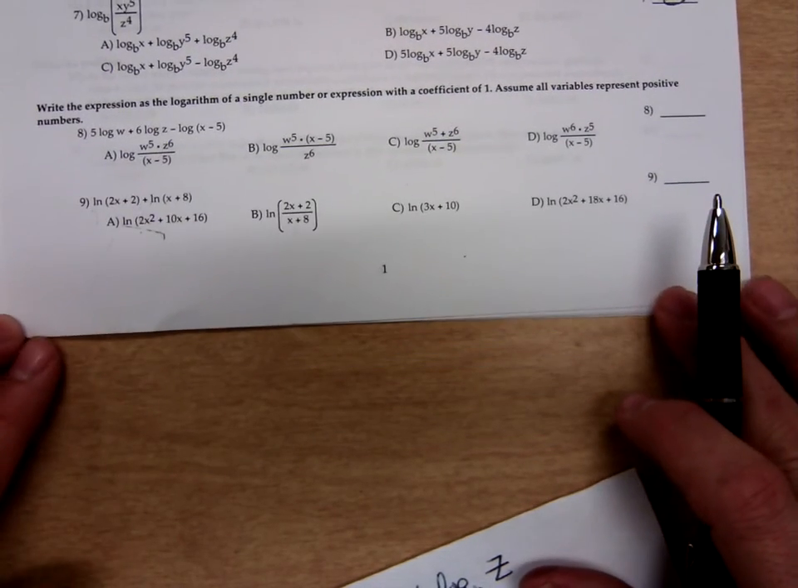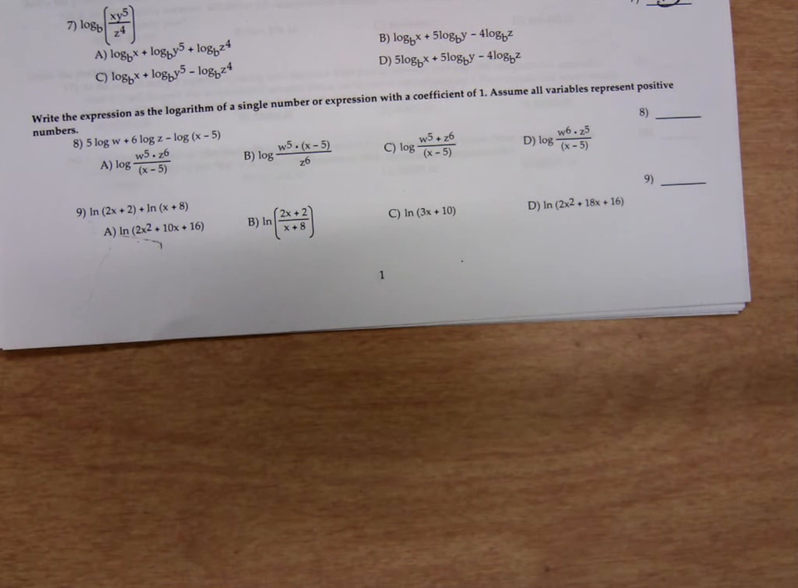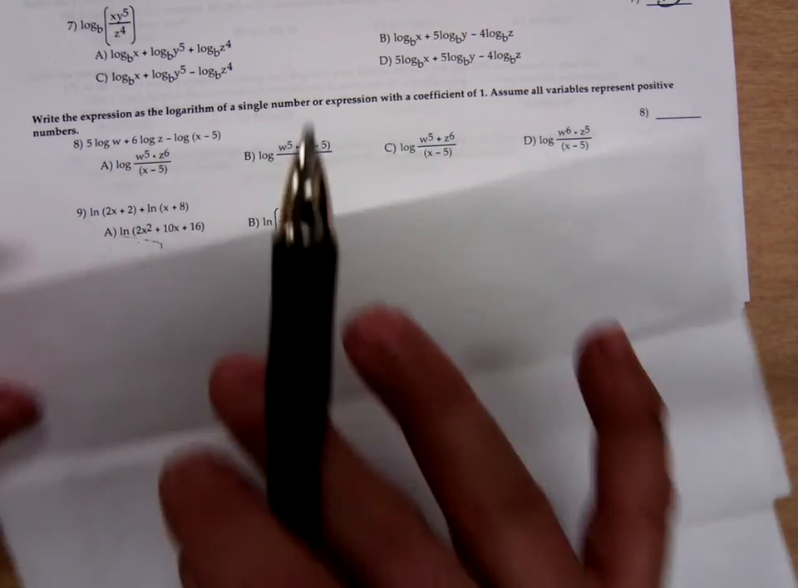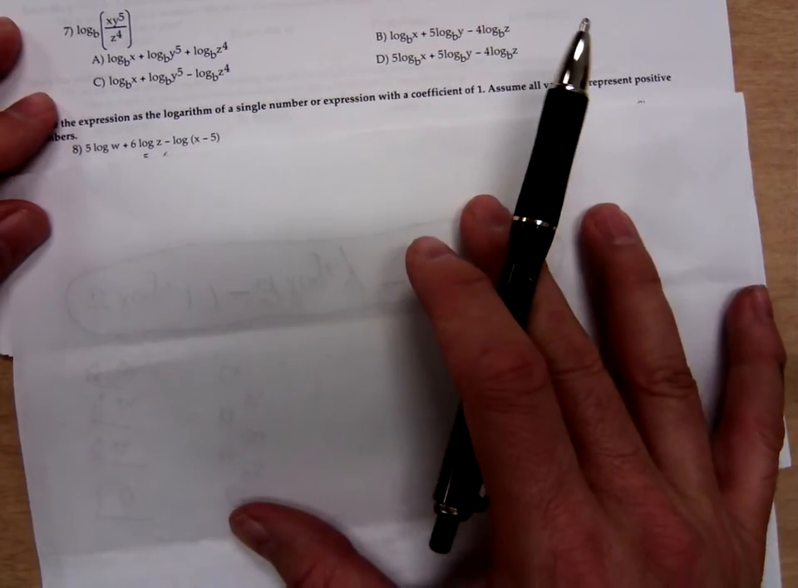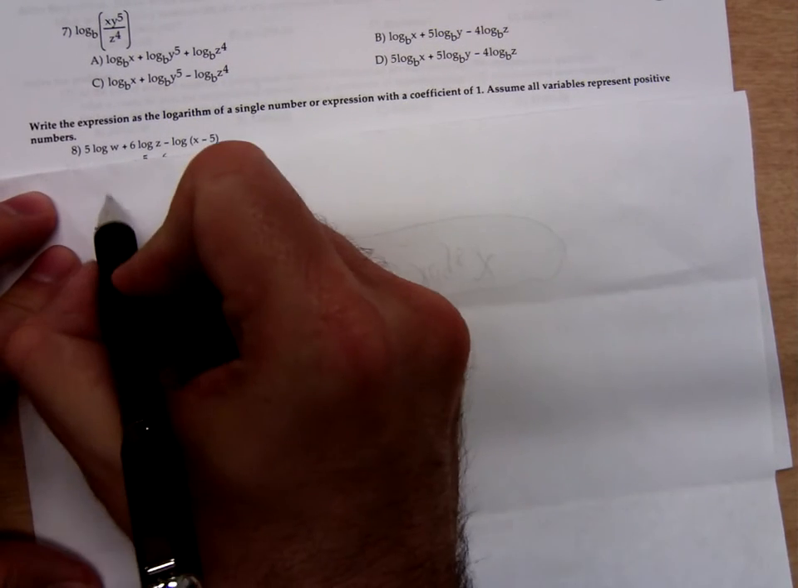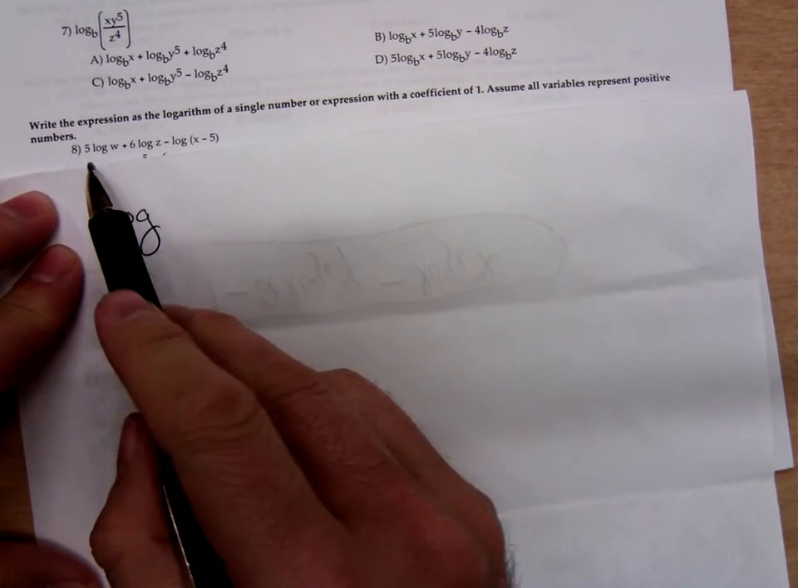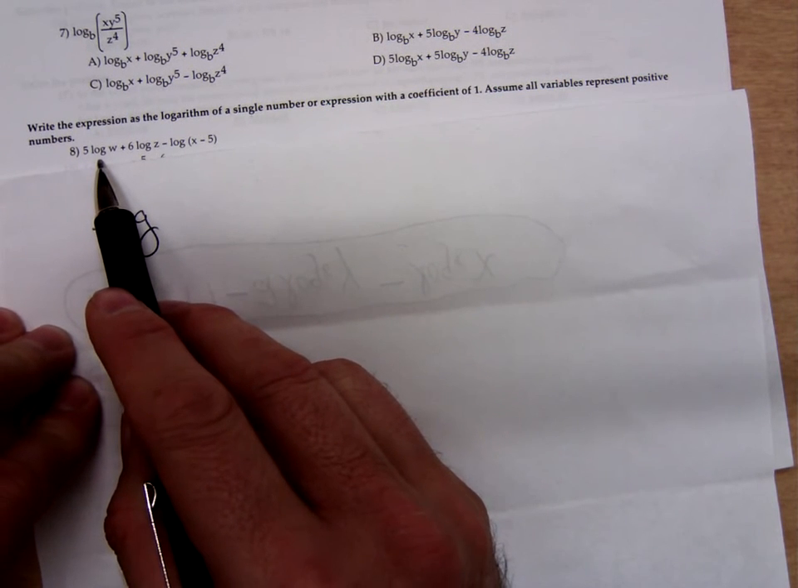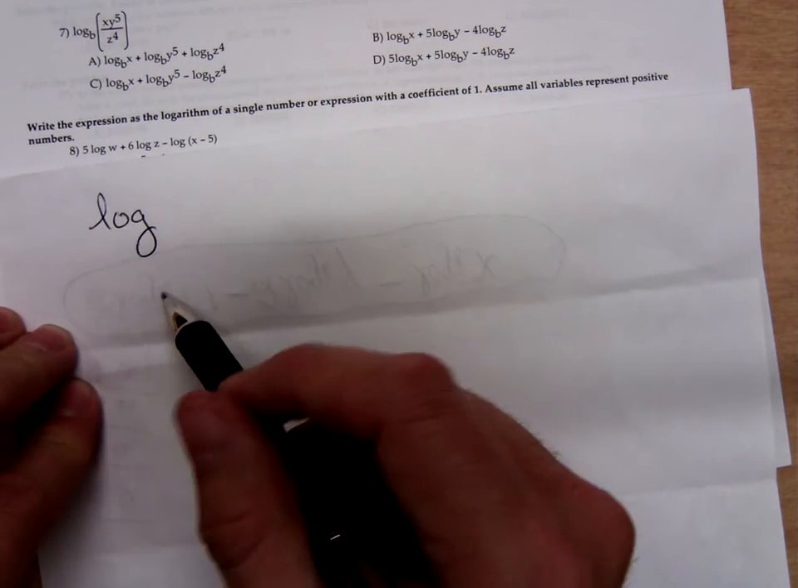So, how would we go about this? Let's see. Write this expression as the log of a single number or expression. Okay, the key phrase is single. You're writing it with just one logarithm. This just says log, there's not a base stated, so that's the log key on your calculator, log base 10. But okay, we don't have a base stated.